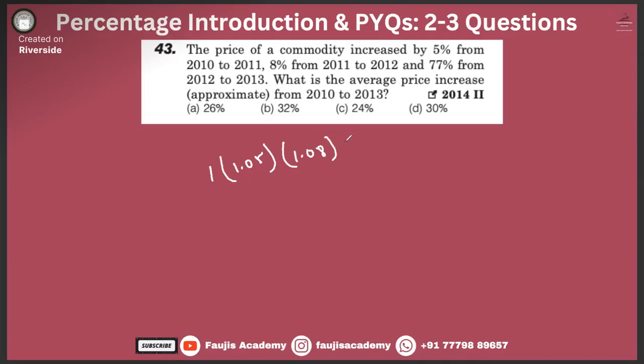And 77% from 12 to 13, 1.77. Find out. Use the calculator. Get me the answer. Whatever value is over here, divided by 3, which will be your answer. Multiply these 3 values and get me the answer. You can use the calculator over here.